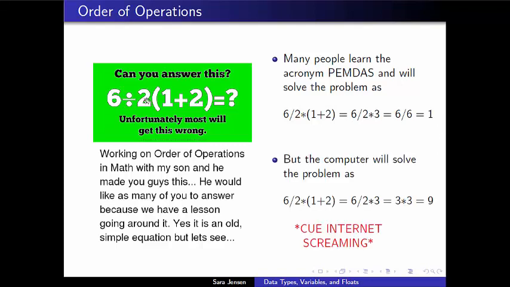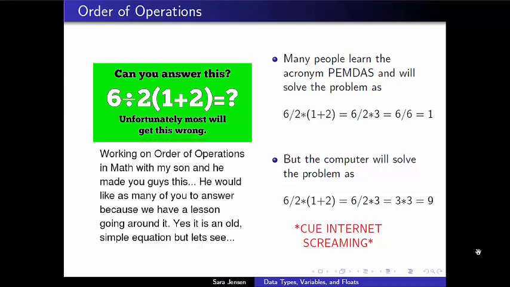However, if you were to type this into a calculator or computer, you would get a different answer, an answer of 9. The first step that the computer performs is exactly the same as what a person performs. The 1 plus 2 gets replaced with a 3. However, the computer first does the 6 divided by 2 and replaces that with a 3, and ultimately does that final multiplication to arrive at an answer of 9. And then this ultimately leads to lots of screaming and people tagging me for my quote-unquote expert opinion on this, and it turns into a big old fight.